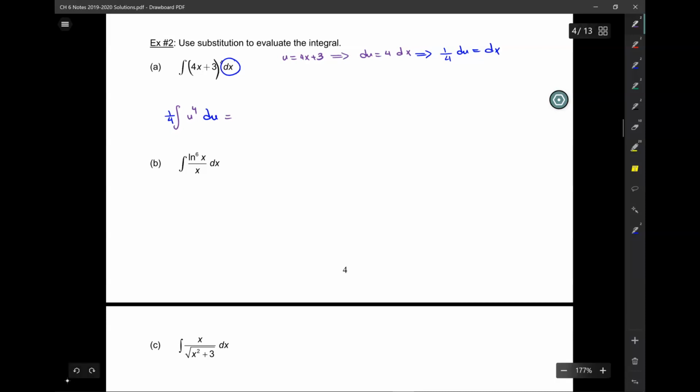So this is 1 over 4 u to the 5 over 5 plus c, which means 4x plus 3 to the 5th over 20 plus c.